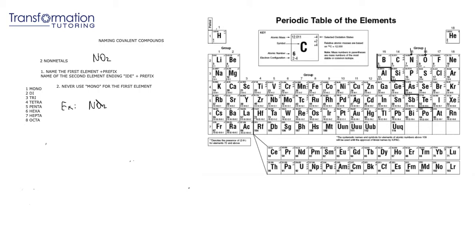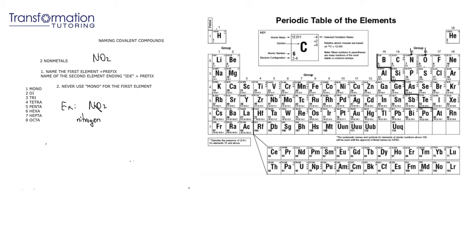Again, we look at the formula, we identify that both nitrogen and oxygen are nonmetals. Therefore, this is a covalent compound, and we will name it as such. Nitrogen does not have a subscript next to it. Therefore, there's only one atom of it, and we know that we should never use mono for the first element, so we will just write nitrogen. It does not have a prefix because there's only one of it there.